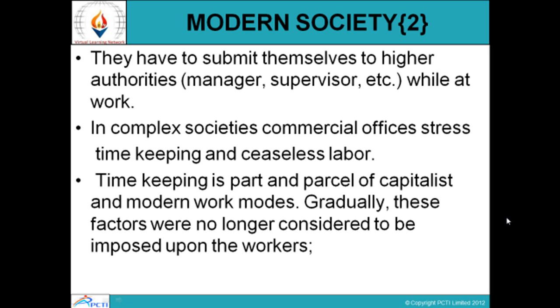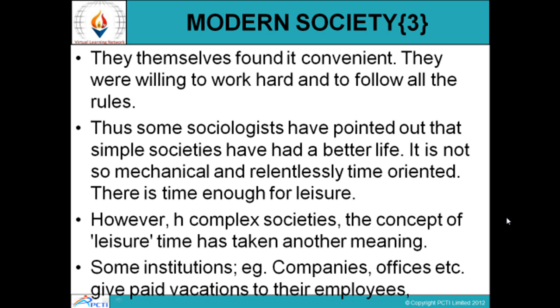Gradually, these factors were no longer considered to be imposed upon the workers. The employees or workers themselves found it convenient. They were willing to work hard and to follow all the rules. Thus, some sociologists have pointed out that simple societies have had a better life. It's not so mechanical and relentlessly time-oriented. There is time enough for leisure.